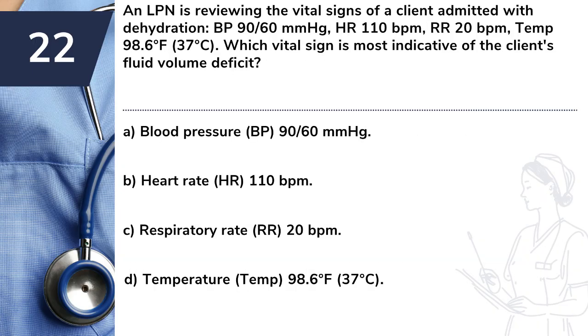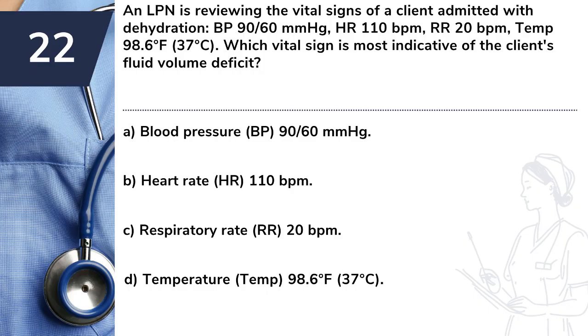Question 22. An LPN is reviewing the vital signs of a client admitted with dehydration: BP 90/60 mm of mercury, HR 110 bpm, RR 20 bpm, temp 98.6 degrees Fahrenheit, 37 degrees Celsius. Which vital sign is most indicative of the client's fluid volume deficit?